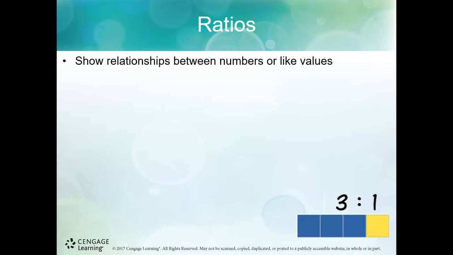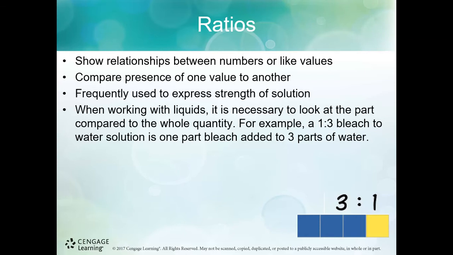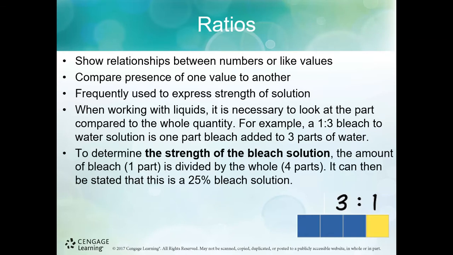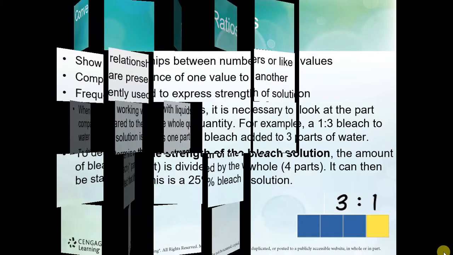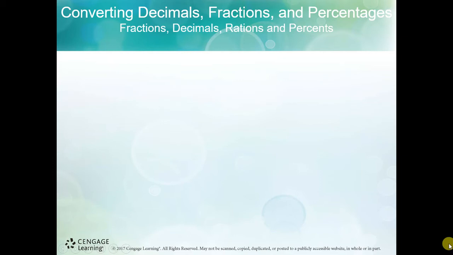And ratios. I'm not going to spend a lot of time on ratios. They're a little bit confusing because ratios can be used like fractions, or they can be used to actually compare parts to parts. So in this case, it might be 3 parts water to 1 part bleach. You won't have a question, I don't think, on ratios on the test.